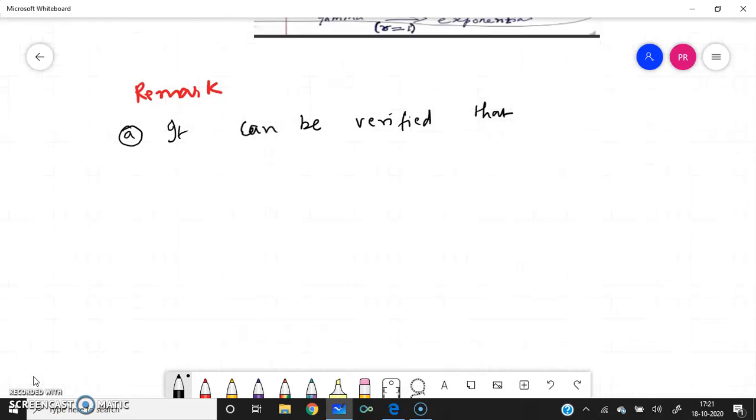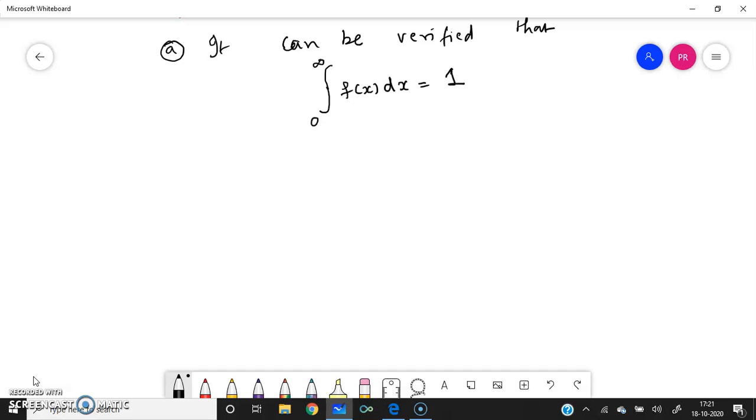And we are going to see some remarks. The first remark is that it can be verified, you can verify this particular thing, that the integral from 0 to infinity of f of x dx equals 1. This is true for all distributions. We will see how you can reach 1. We will see the verification.